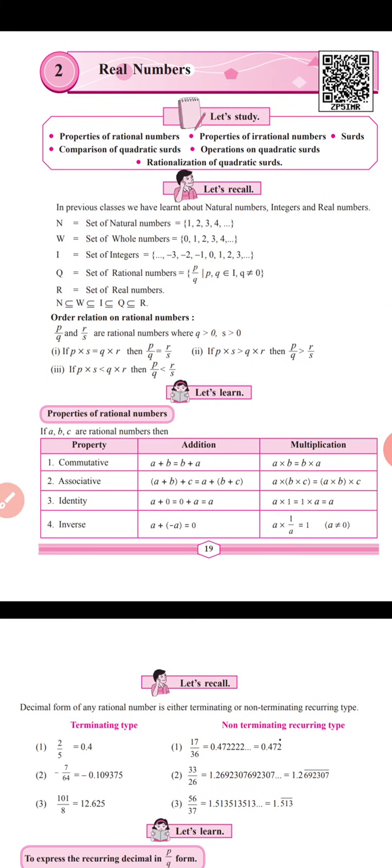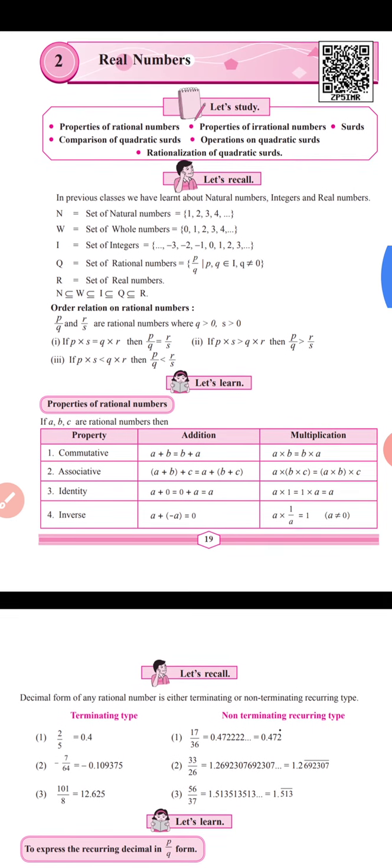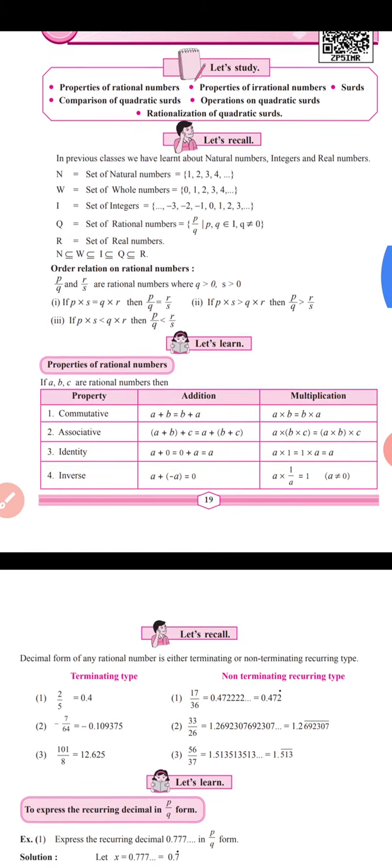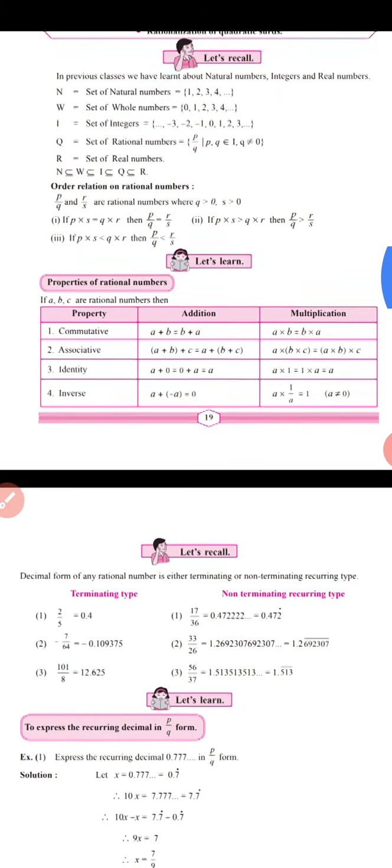If the multiplication of the first number's numerator and the second number's denominator is equal to the second number's numerator and the first number's denominator, then p upon q is equal to r upon s. Second, if this relation is greater than, then also p upon q and r upon s have the sign greater than. In the third one, if this is less than, then also p upon q and r upon s is less than.